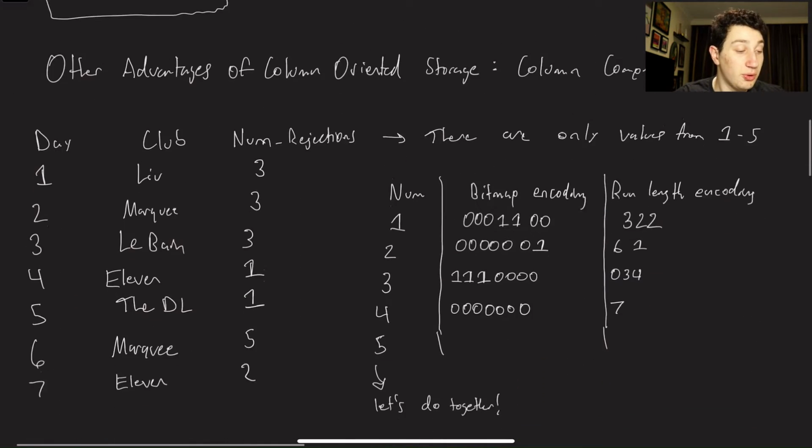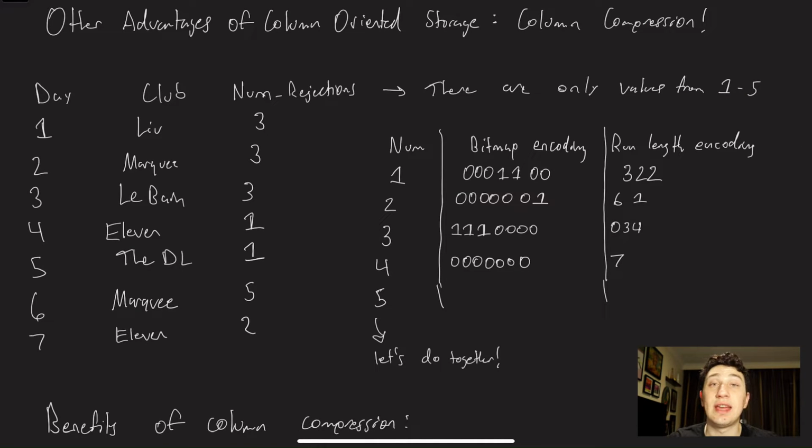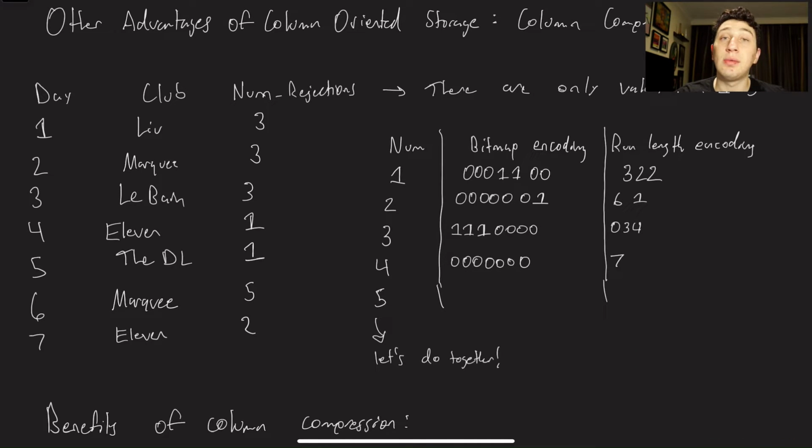But wait, there's more. Column-oriented storage isn't just useful because data is closer together on disk, it's also useful because we can perform something known as column compression. So let's take a look at how we might do column compression, and then I'll explain some of the advantages of it. So let's imagine that we have a table as follows on the left here.